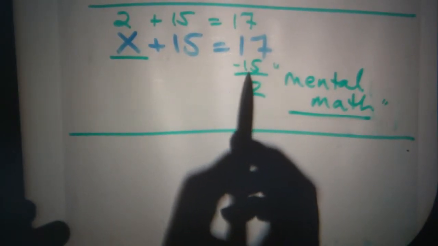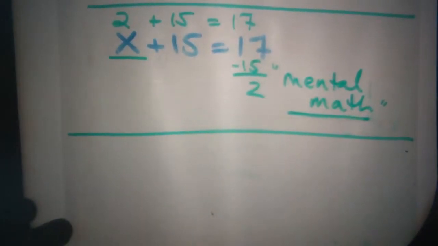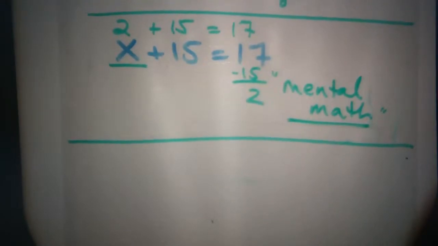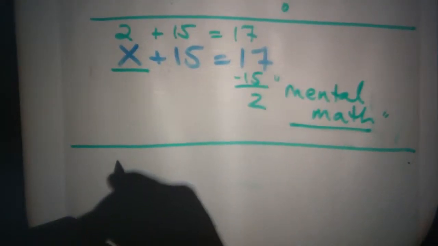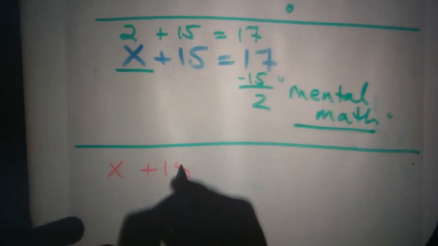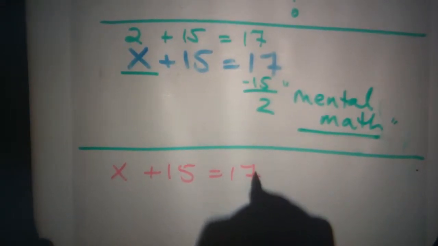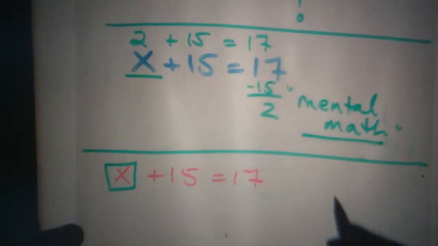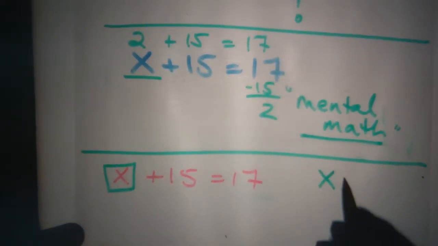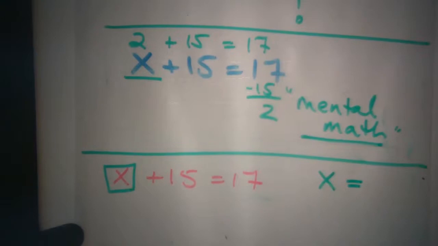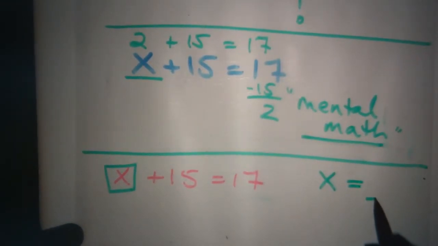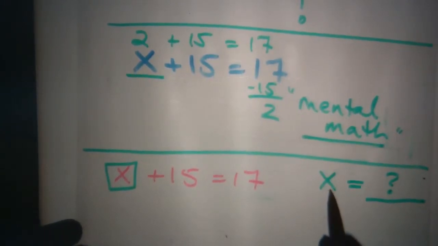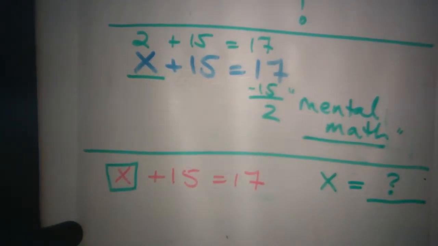I showed you that I subtracted the 15 from the 17. Isolating the x is the exact same thing. If I have x plus 15 equals 17, I need to isolate my x. X wants to be all by itself on one side of the equal sign. I then need to have a number here. X equals what? X wants to tell me what it's equaling, but I have to figure it out.